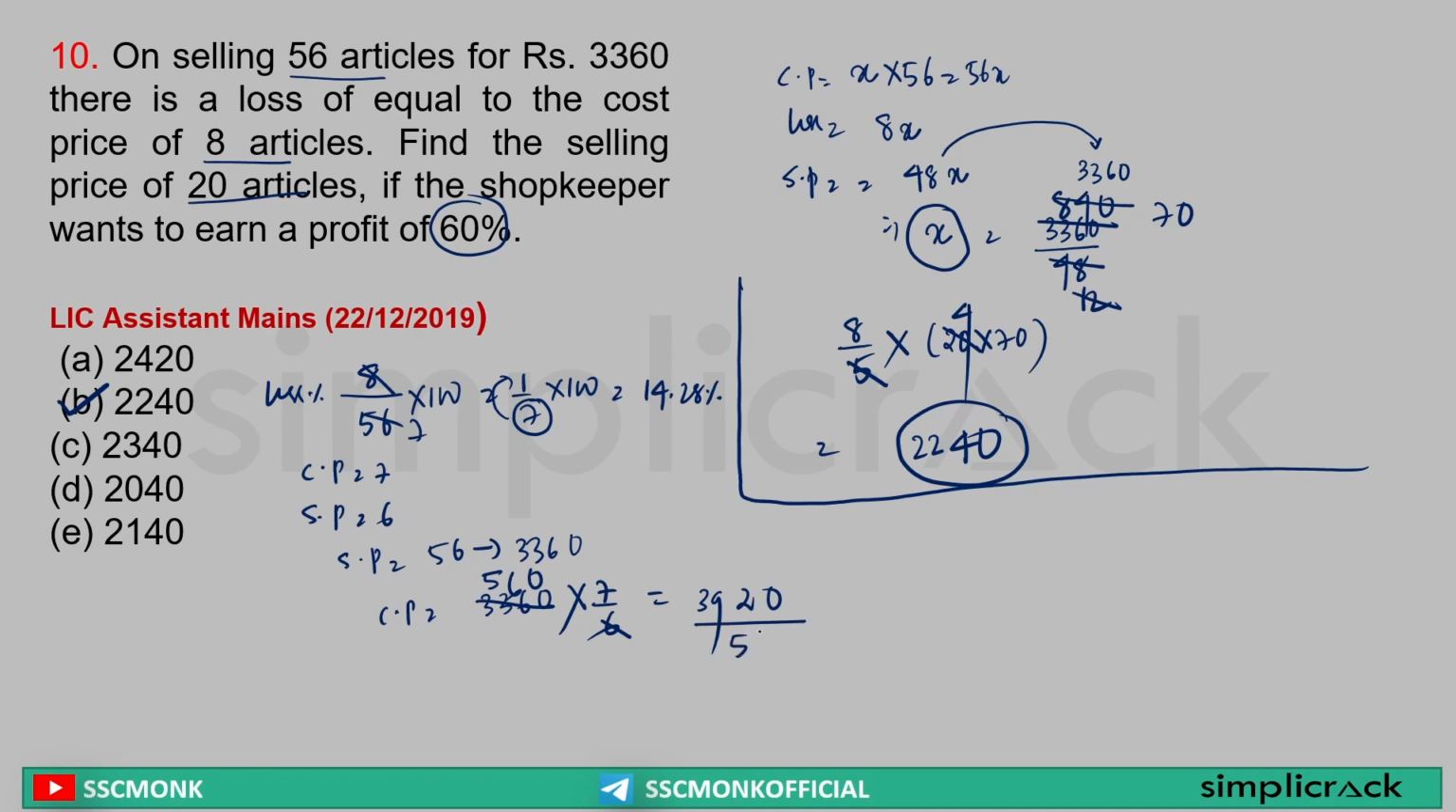What is the total number of articles? 56. So the cost price of each article is 3920 divided by 56. 4 14s are 56, 4 9s are 36, 4 8s are 32, 0. 14 7s are 98, 0. So the cost of each article is 70. Now the customer wants to sell how many articles? 20 articles. So 70 into 20 is the cost price of all 20 articles, but he wants to sell it at 60% profit, so it will be multiplied by 8 by 5. 5 4s are 20. If I calculate, I will get the same thing, that is 2240.